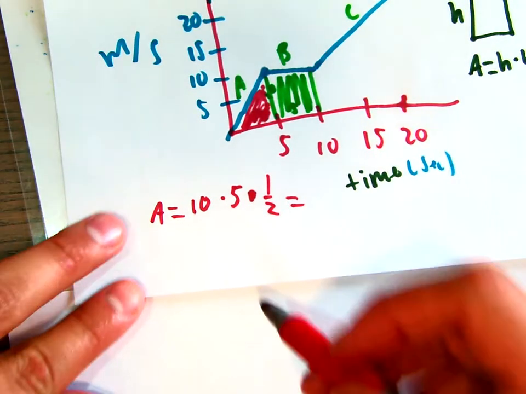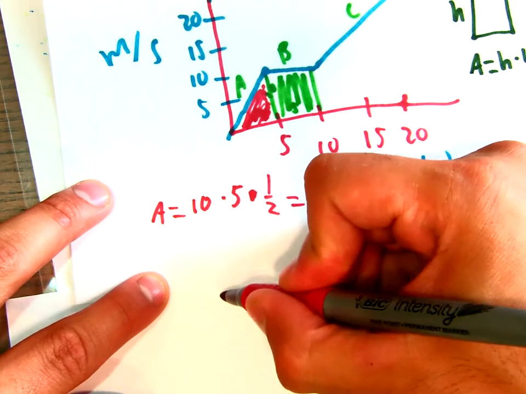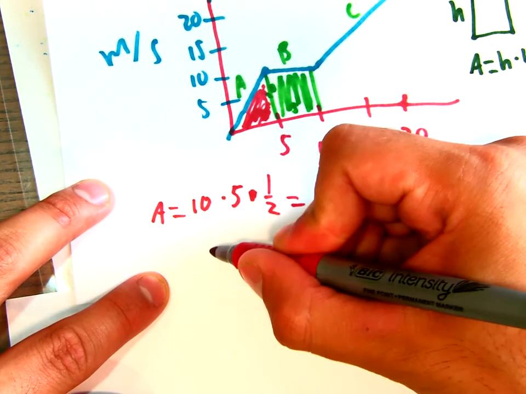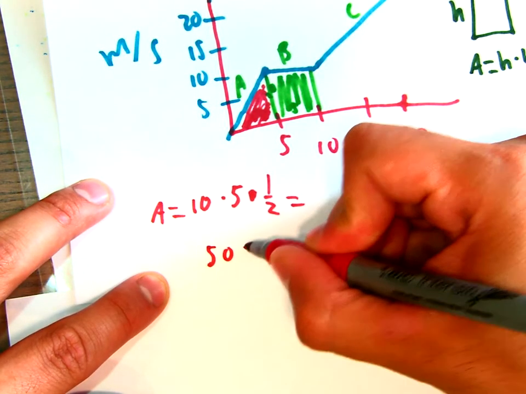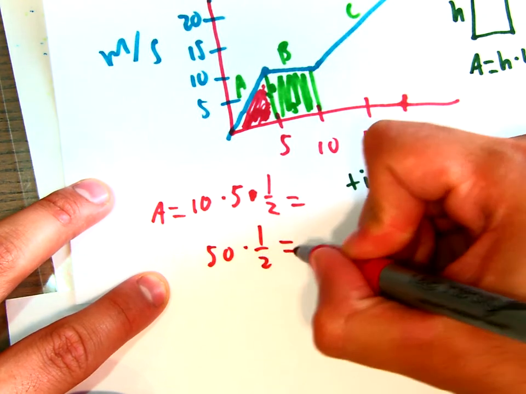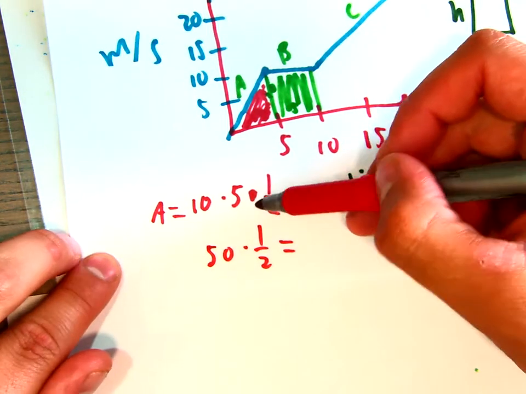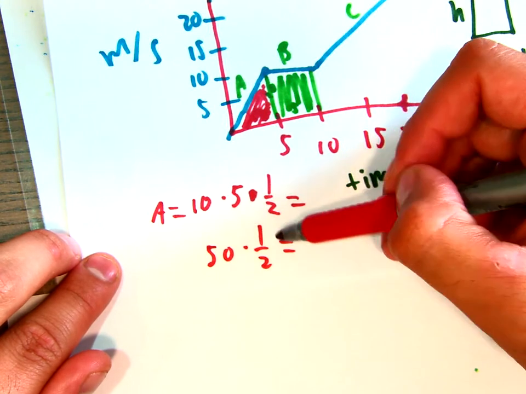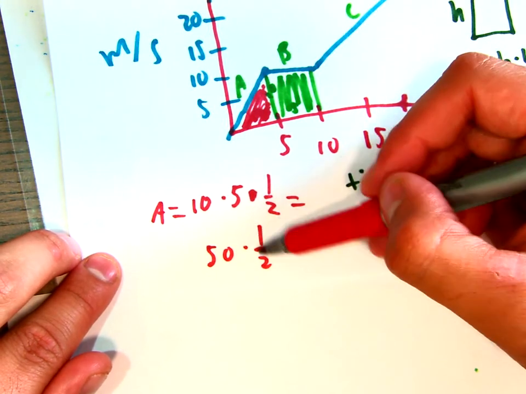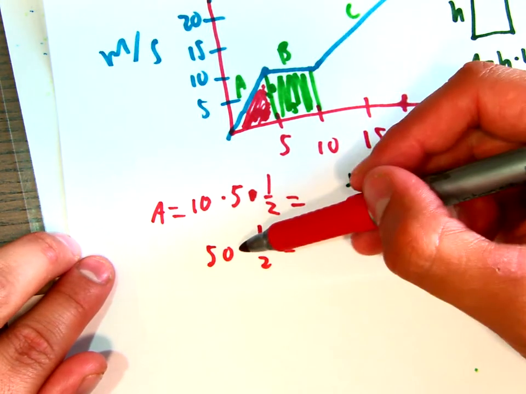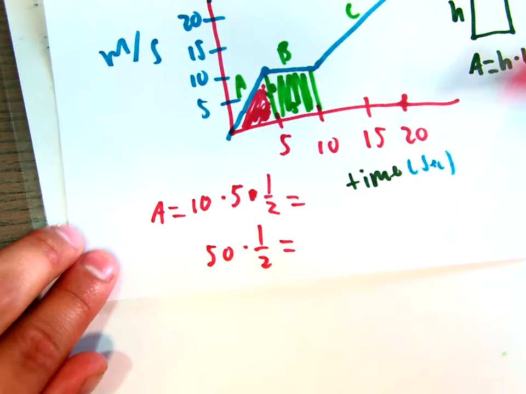5 times 10 equals 50, right? 50 times 1/2. All right, how do you multiply a fraction like this? Well, all you really have to do, this is the same thing as multiplying, because 1/2 is just 0.5. So it's the same thing as multiplying times 0.5. Or you can just divide by 2, okay?